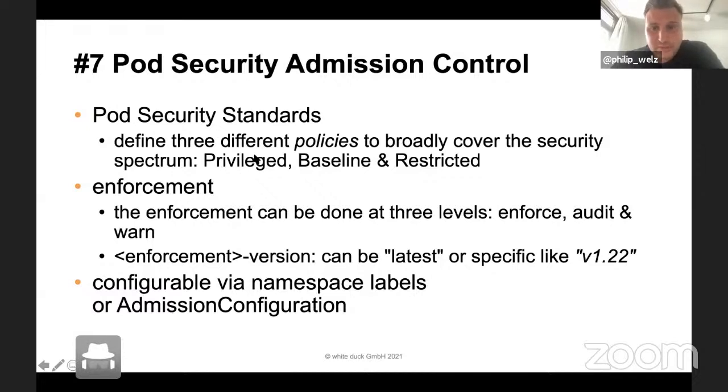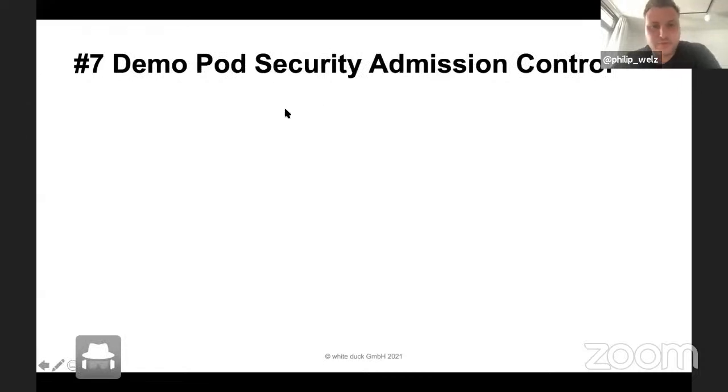And enforcement can be done at three levels. We can enforce, we can audit, and we can warn. Warning is like we see it on the shell directly or on the CI, and with audit, the warning message will be persisted to the Kubernetes audit log. So we have to enable the Kubernetes audit log feature, and then we will see the audit events from the PodSecurity admission controller there. These PodSecurity standards baseline profiles can only be configured on namespaces. So we can add namespace labels to the namespaces, or we can apply admission configuration to the whole cluster.